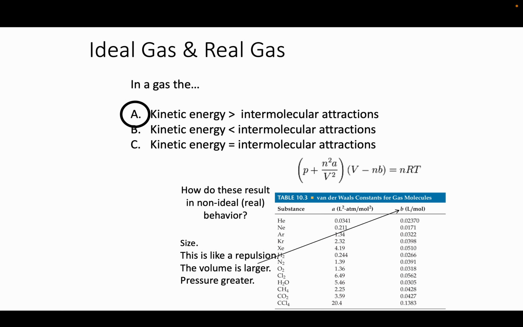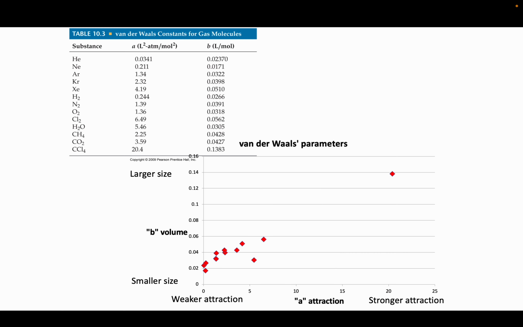The size works in the opposite way. The size acts like a repulsion. So we could think of that leading to a volume that would be larger than you'd anticipate using PV equals nRT, or the pressure being greater. I took the data for both the a and b values and I made a plot.